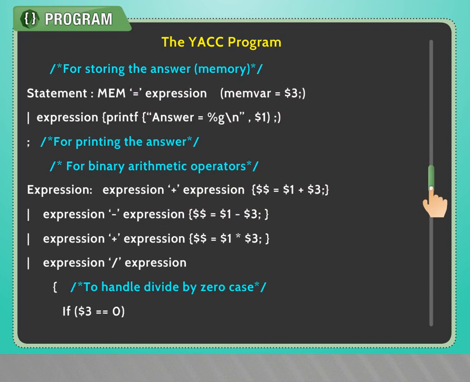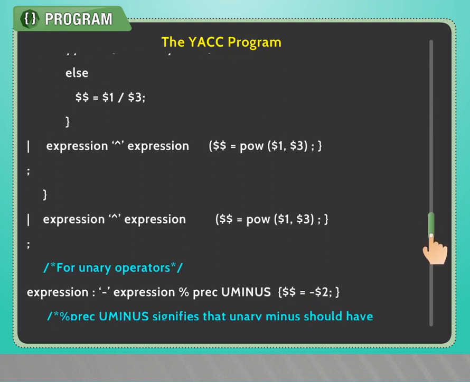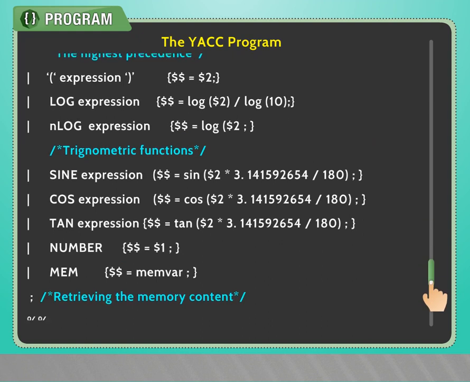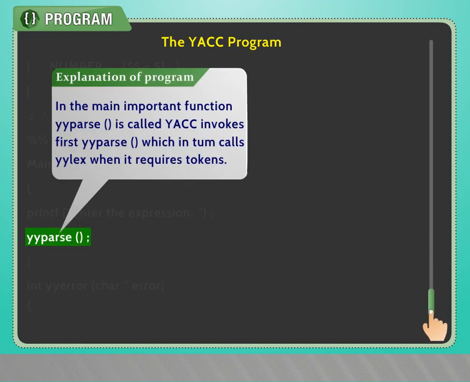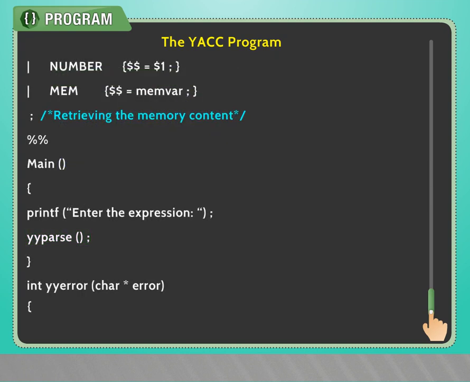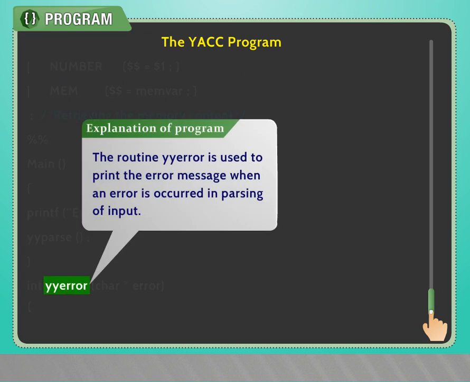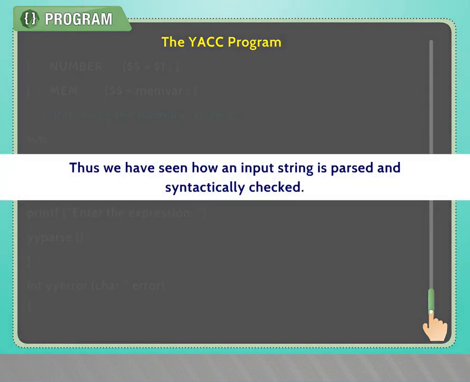Subroutine section. In the main function, yyparse is called. YACC invokes yyparse first, which in turn calls yylex when it requires tokens. The routine yyerror is used to print the error message when an error occurs in parsing of the input. Thus, we have seen how an input string is parsed and syntactically checked.